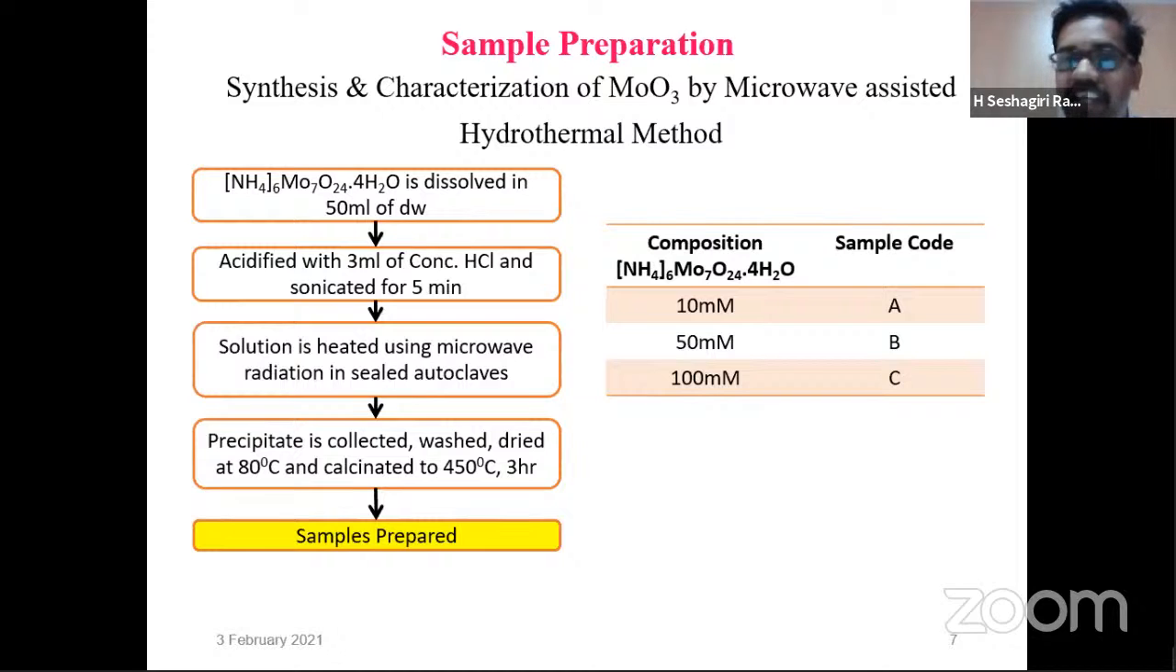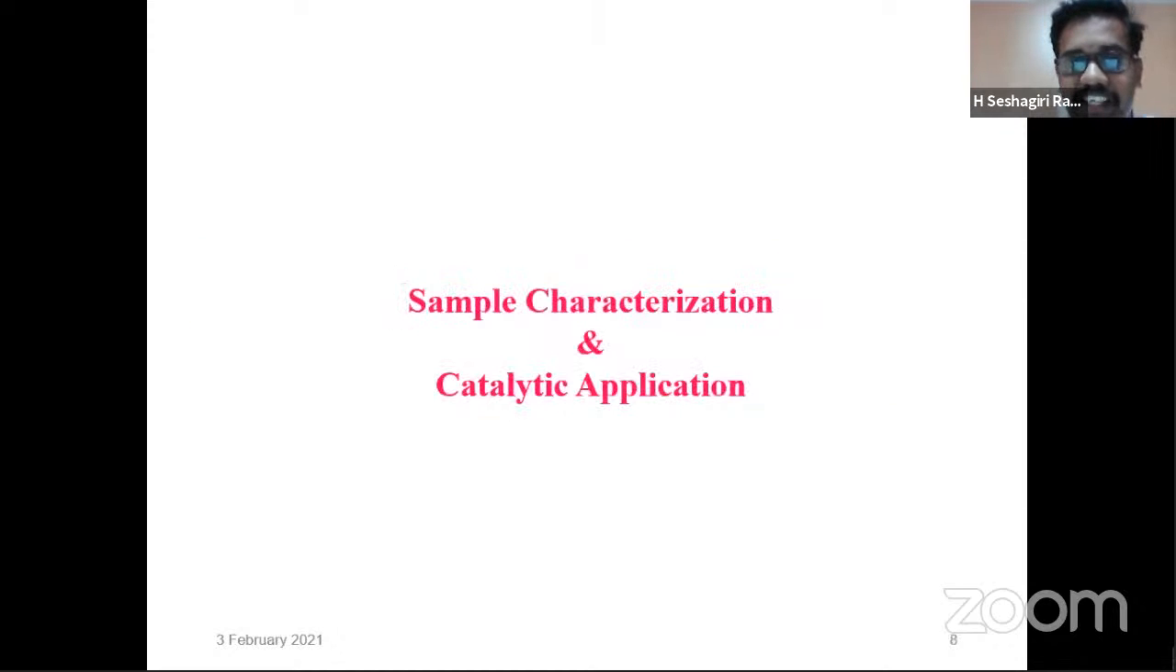at 40 degrees centigrade. Here, the sample codes that we have mentioned are A, B, C, which refer to the 10 millimolar, 50 and 100 millimolar solutions that we have taken in the initial mixture. Next, the sample characterization and the catalytic part.